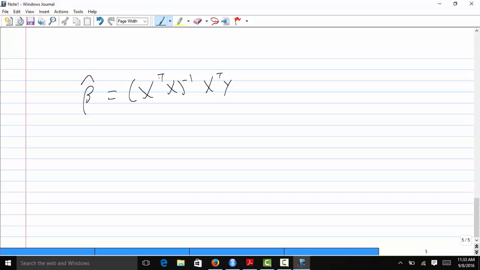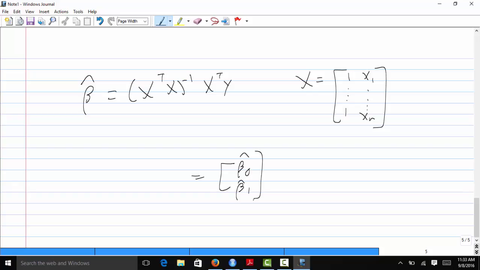And so what we have shown is that if X is equal to a column of ones, and the second column is the values of our predictor variable or our regressor variable, then the solution that you get for beta hat is just beta naught hat and beta 1 hat, which is exactly what we wanted in the first place. Okay, so we showed that using matrix algebra, we were able to obtain the results that we had previously obtained using calculus.